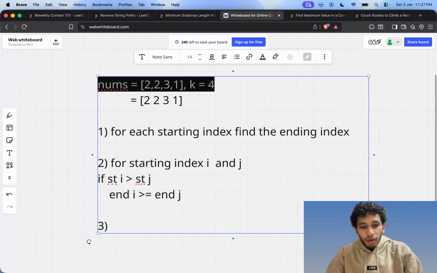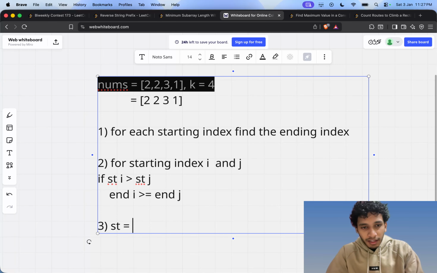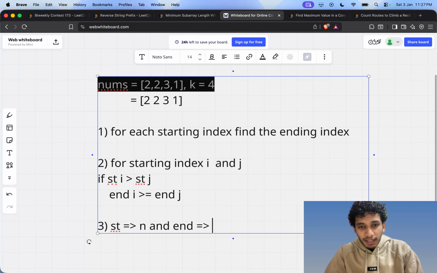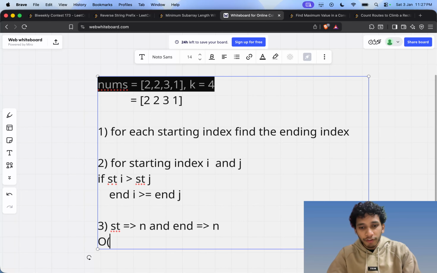So for each starting index i, we find an ending index j, and since i and j are both in increasing order, because the same j can never go back, we need not move our iterator backward. So the starting index iterator moves n times and the ending index iterator moves n times. Overall, we get a solution for the basic problem in O of n using two pointers.